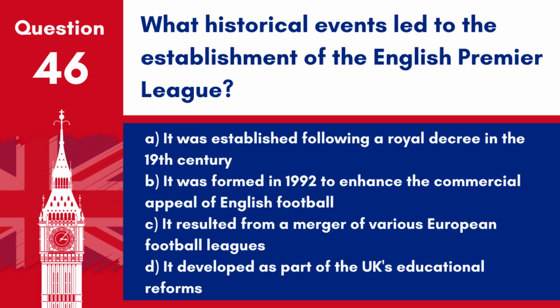Question 46. What historical events led to the establishment of the English Premier League? A. It was established following a royal decree in the 19th century. B. It was formed in 1992 to enhance the commercial appeal of English football. C. It resulted from a merger of various European football leagues. D. It developed as part of the UK's educational reforms.